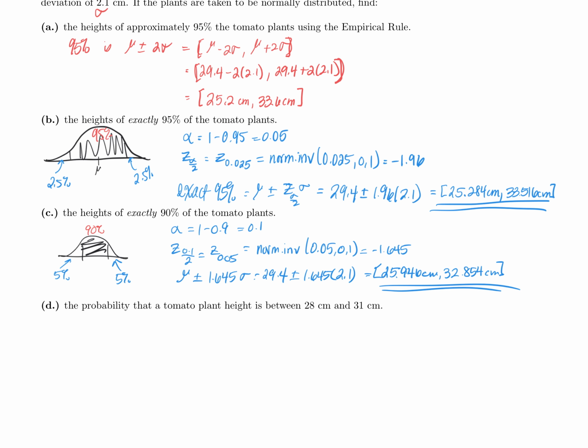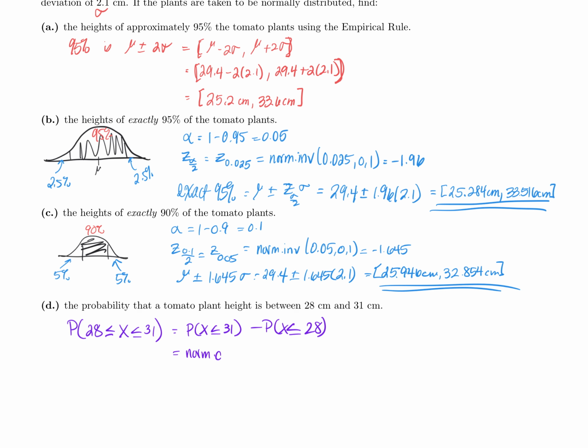And last but not least, what is the probability that a tomato plant height is between 28 and 31? So here we're just doing our probability that 28 is less than or equal to x, which is less than or equal to 31, which would then be the probability that x is less than or equal to 31 minus the probability that x is less than or equal to 28. And this is where not standardizing your normal distribution helps a lot.